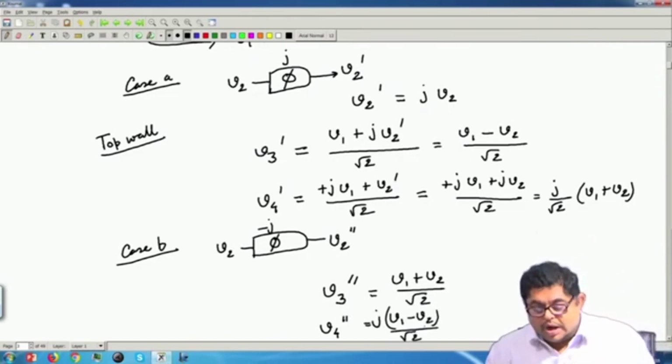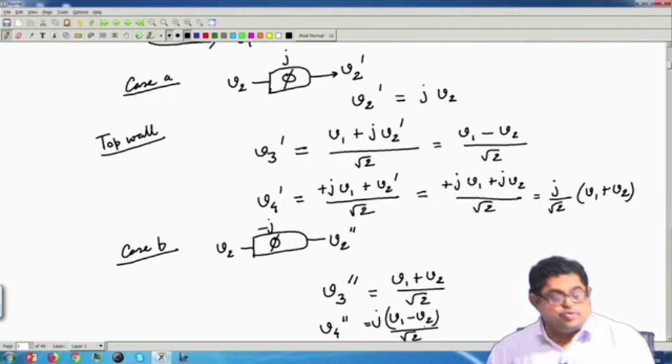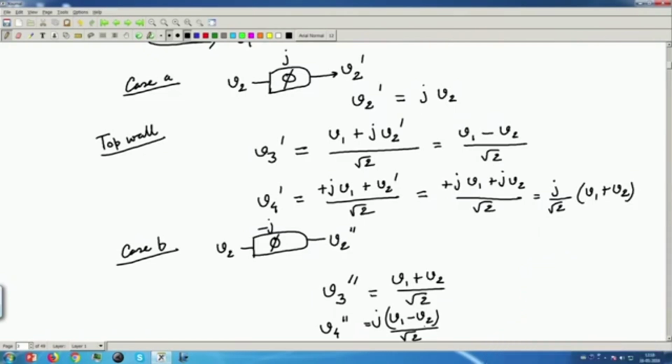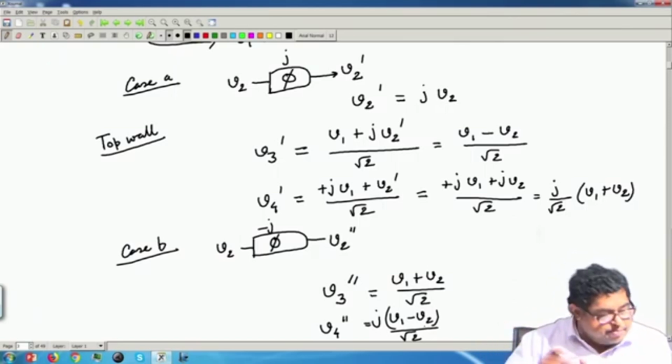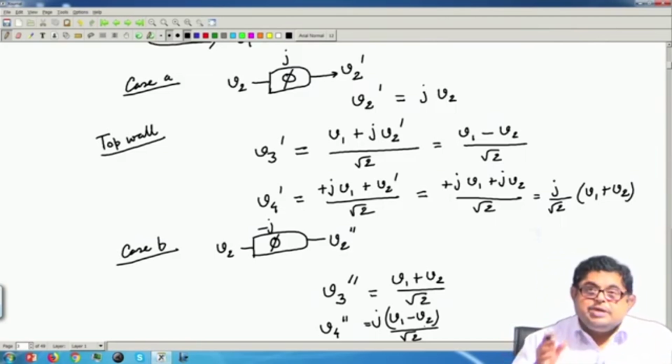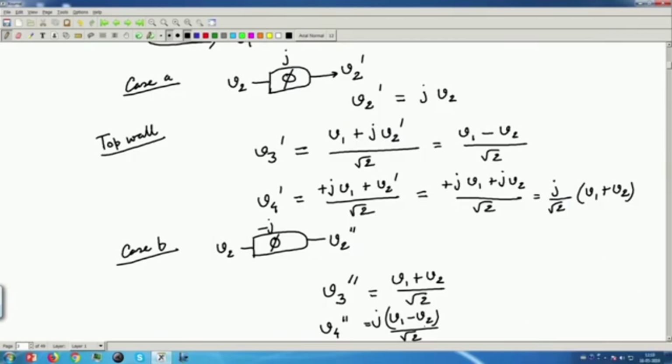So, whether you want to make the third port a sum port or a difference port, these are the two choices you can make. Also, if instead of a top wall coupler you take a side wall coupler, the whole thing will change. But the important point is, one of the output ports is giving me a signal proportional to the sum, another is giving me a signal proportional to the difference of the two input signals. So, that is what we were looking for earlier.